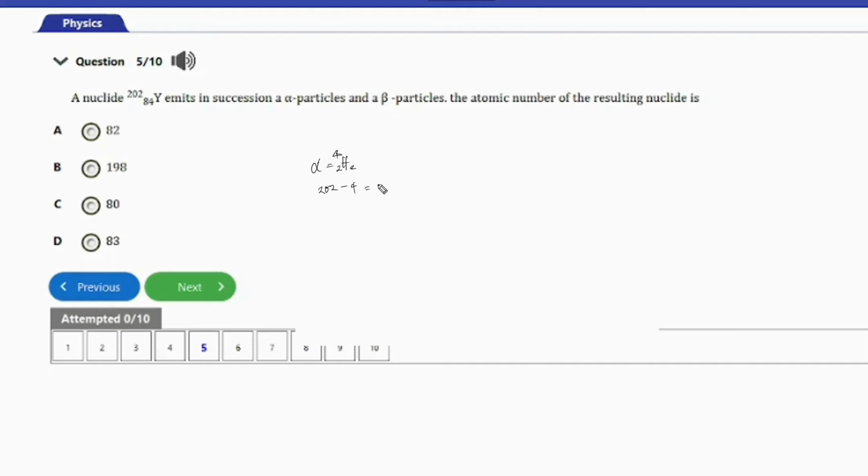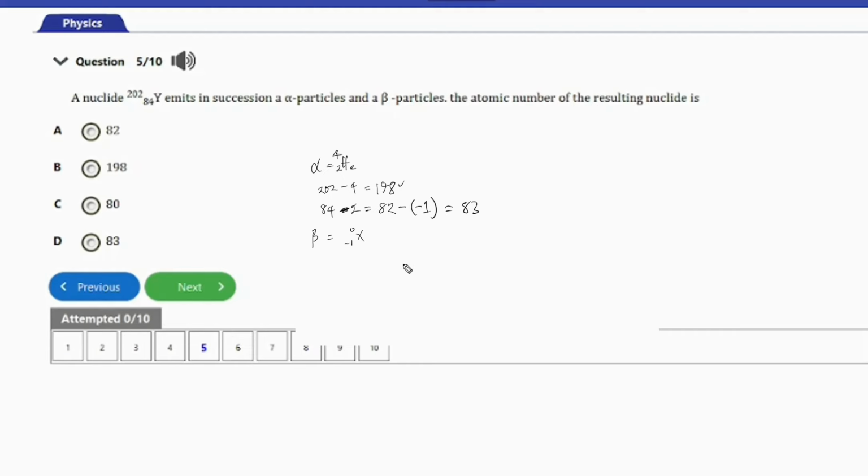So in that case, it also emits a beta particle, and beta particle actually has a mass of 0, and then the atomic number here will be -1. So in that case, the mass here will remain 198, and then the atomic number here, since it emits a beta particle, that will be minus a -1, which is +1, and that's 83 here. So 82 plus 1 is 83. So in that case, the atomic number of the resulting nuclide is 83, and that's option D.